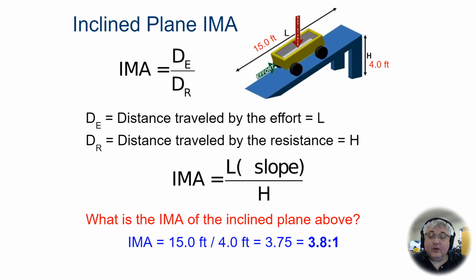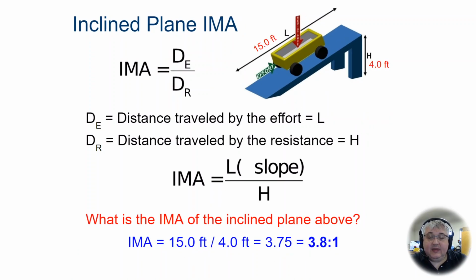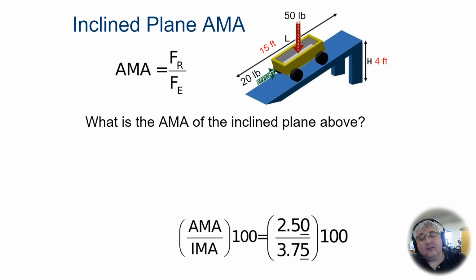All right, so we do have a positive mechanical advantage, so it takes us less effort to roll this cart up the plane than if we just lifted it up on our own. All right, so that was ideal mechanical advantage. What is the actual mechanical advantage? So that is the forces. Force of the resistance over the force of the effort. So resistance force divided by effort force.